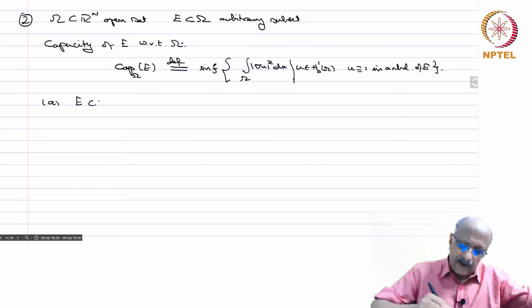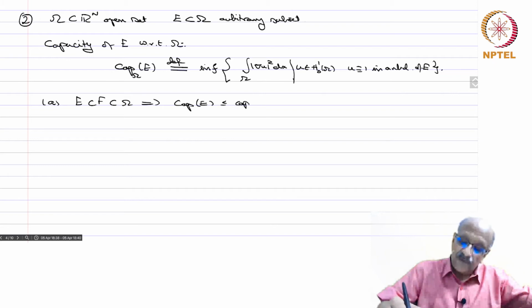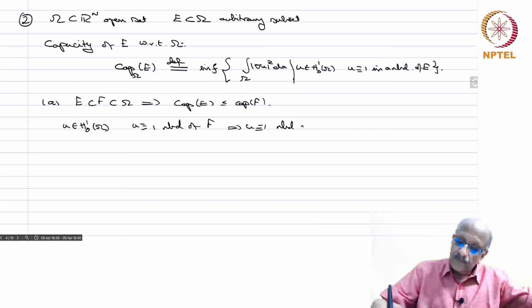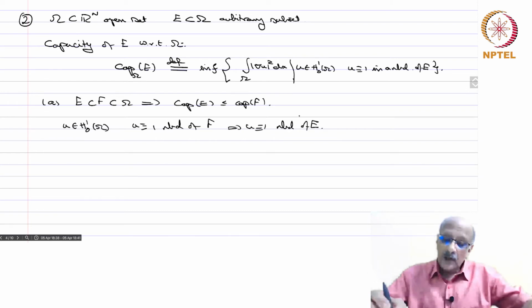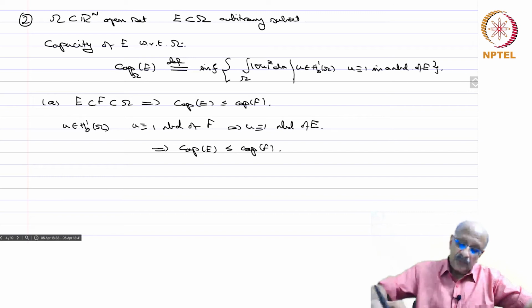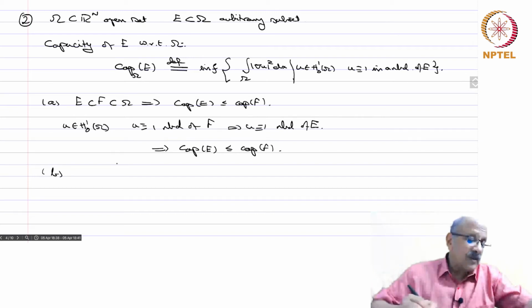So A, if E is contained in F is contained in omega, this implies, I will drop the omega now, cap E is less than or equal to cap F. So this is obvious. If u is in H10 of omega, u identically 1 in a neighborhood of F implies u is identically 1 in a neighborhood of E. And therefore you are taking the infimum over a bigger set for E, so the infimum will be smaller, and therefore this implies that cap E is less than or equal to cap F, just from the notion of an infimum.